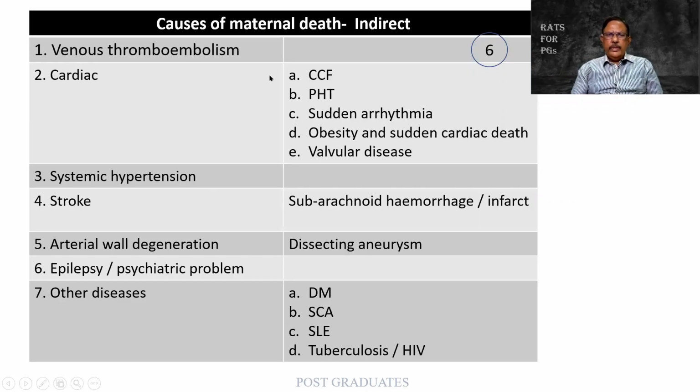This is the list of indirect causes, which include venous thromboembolism, cardiac disease, systemic hypertension, stroke, arterial degeneration, epilepsy or psychiatric problems, other diseases including diabetes mellitus, cardiac arrhythmia, SLE, tuberculosis, and HIV. So these are the other causes, or the subcauses, which I would like you to kindly memorize.